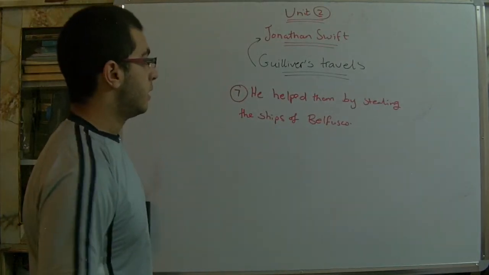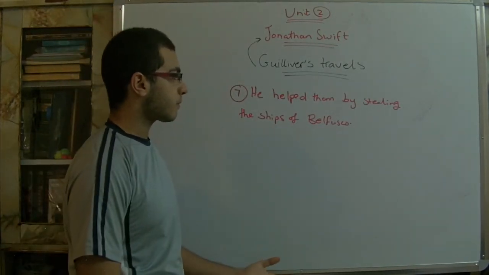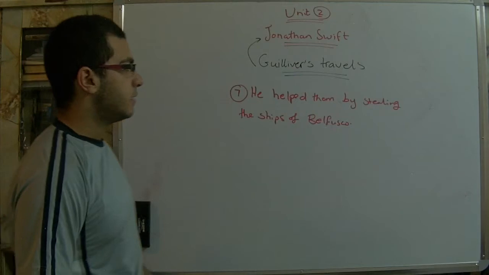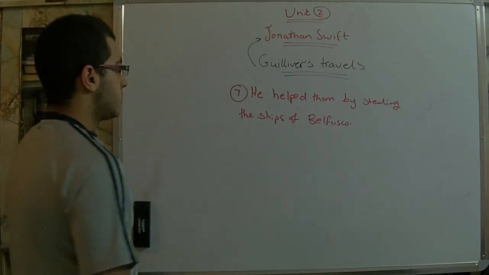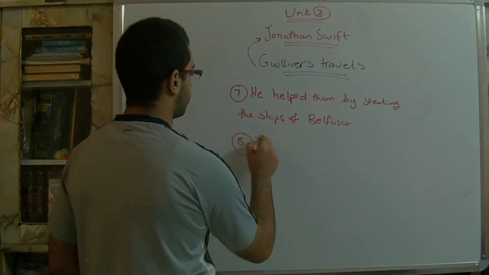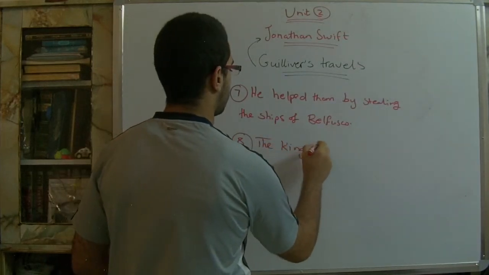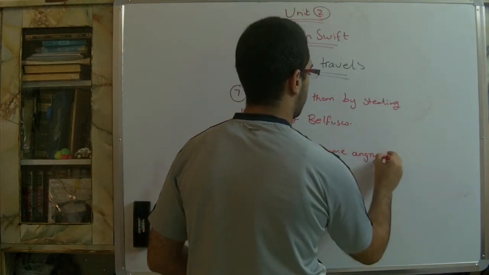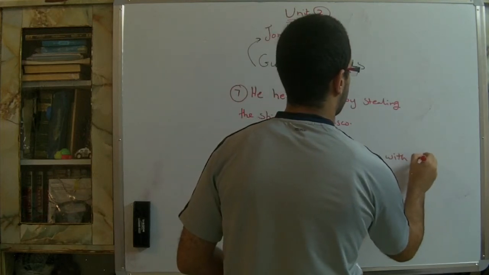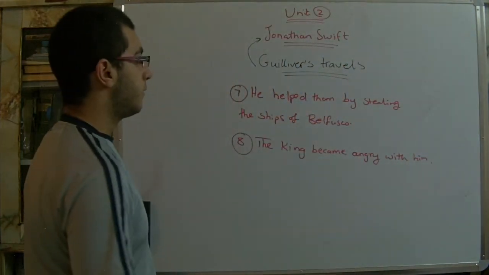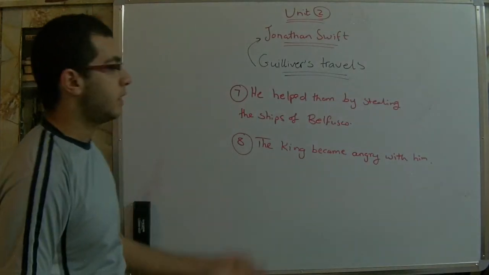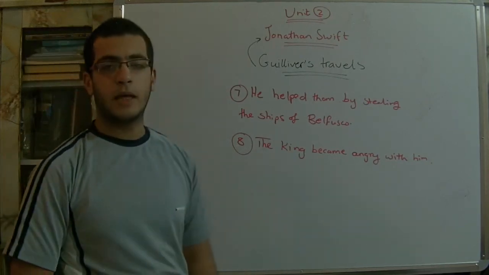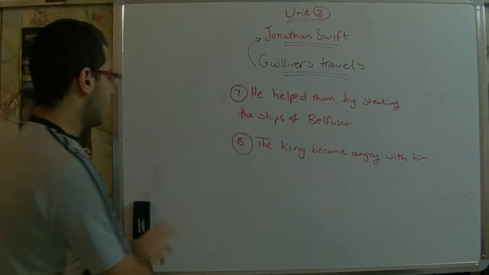but it was the end because the king said that he would punish the people of the island, and Gulliver refused this idea. So the king became angry with him, and he decided to kill him, but Gulliver manages to escape from this Lilliput island by the help of a friend and returns back to his homeland. So this is the end of this part.